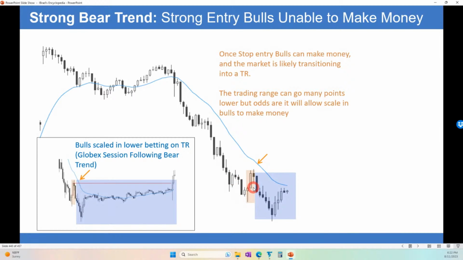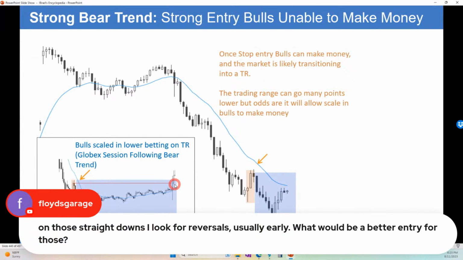Then we get a sell-off here and here, but bulls made money. You see this box? This box corresponds over here. This corresponds to right here. This is how much lower the market went, which is this blue box. But what you'll notice is right here, we rallied all the way back to the trading range. So one thing you can do, back to your question, on these straight down days, I look for reversals, but I enter too early. Wait for stop entry traders to make money.